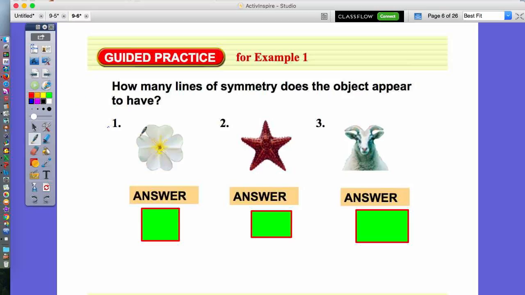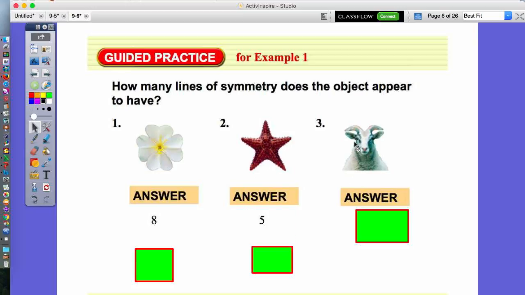And here are a few examples. This flower basically has 8 equal petals. It has 8 lines of symmetry. This starfish has 5 tentacles that all look the same. It has 5 lines of symmetry. This ram's head can only be divided with a line of symmetry down the middle. It has 1 line of symmetry.